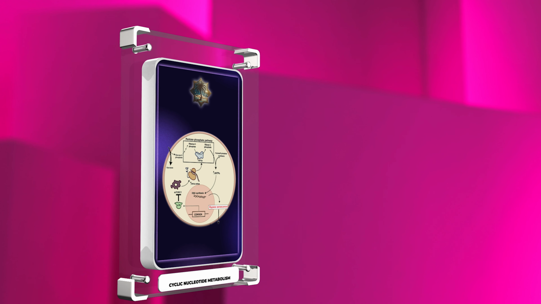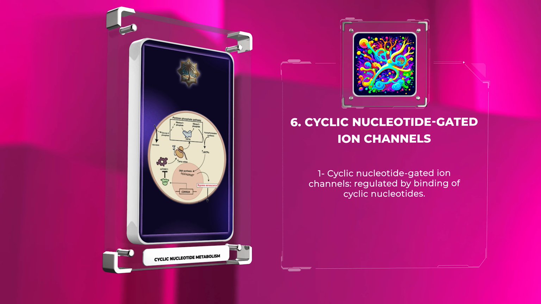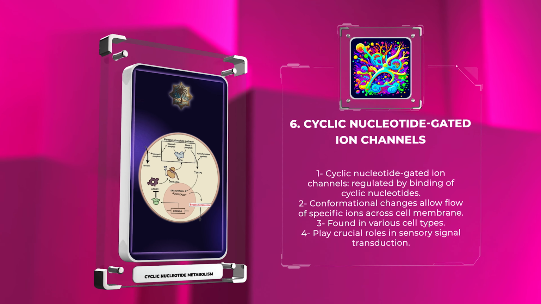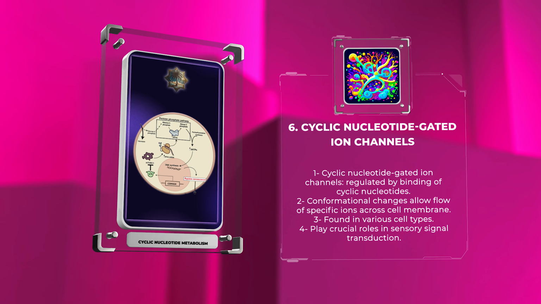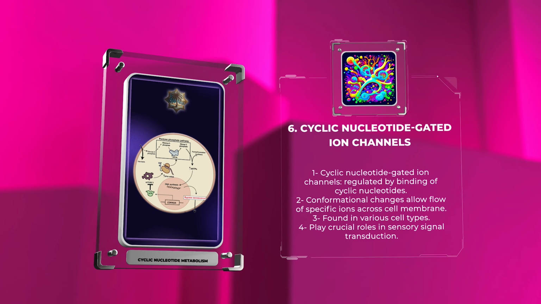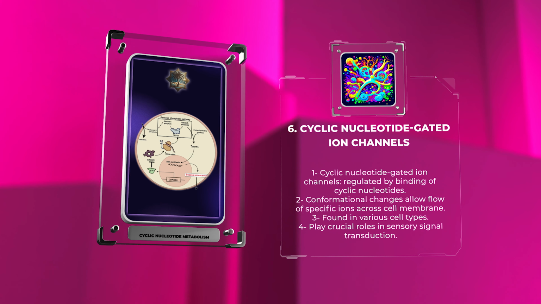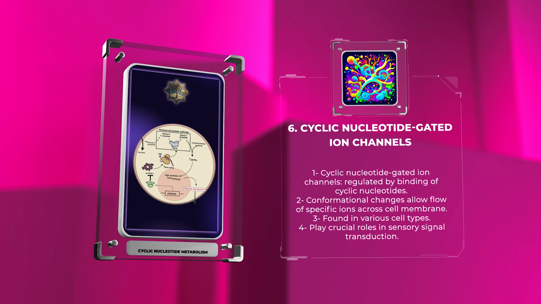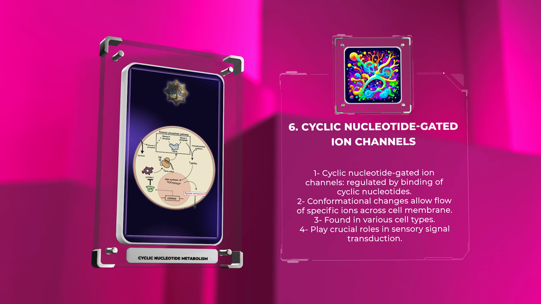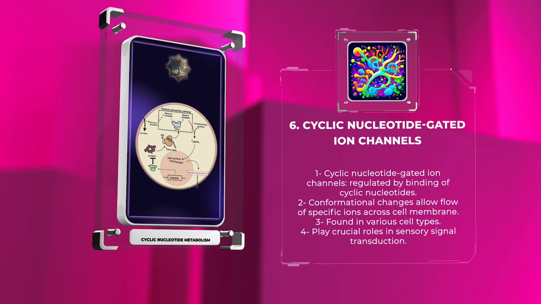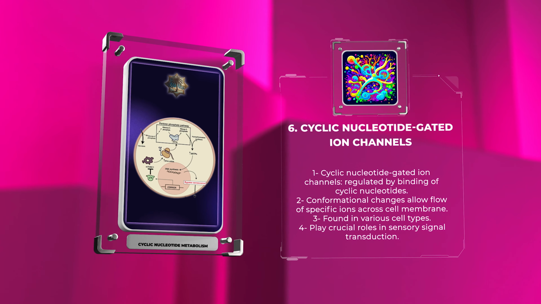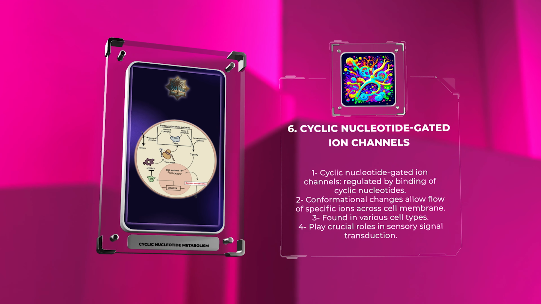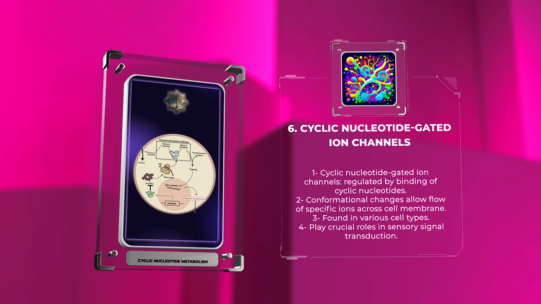Let's now discuss cyclic nucleotide-gated ion channels. These ion channels are unique, as their opening and closing is regulated by the binding of cyclic nucleotides. When cyclic nucleotides bind to these channels, conformational changes occur, allowing the flow of specific ions across the cell membrane. Cyclic nucleotide-gated ion channels are found in various cell types, including photoreceptor cells in the retina and olfactory sensory neurons, where they play crucial roles in sensory signal transduction.